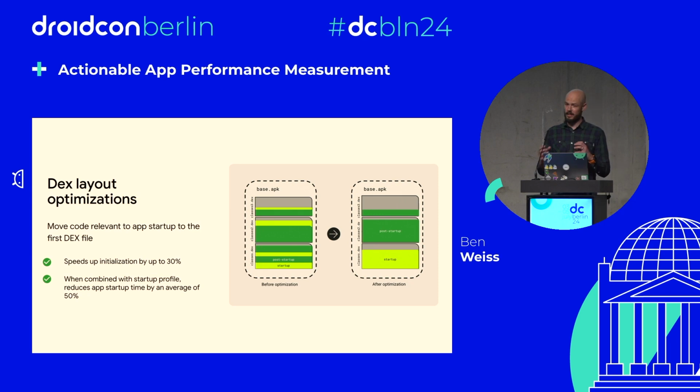So if you take all the stuff that is required for app startup and put it in the first classes DEX file, your app startup will be faster, with less memory consumption and fewer CPU cycles needed. What we've seen with startup profiles is that it speeds up app startup by roughly 30%. So if you have struggles with app startup, startup profiles is the thing that you should 100% opt for.